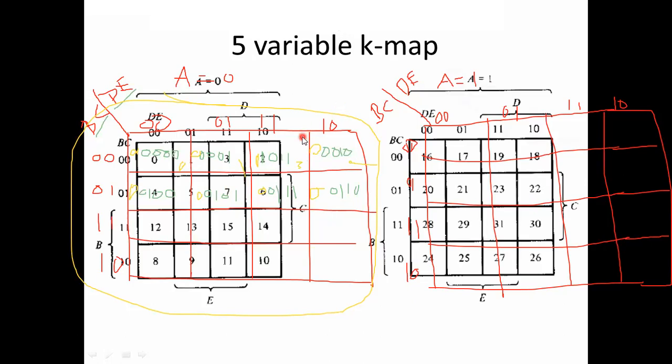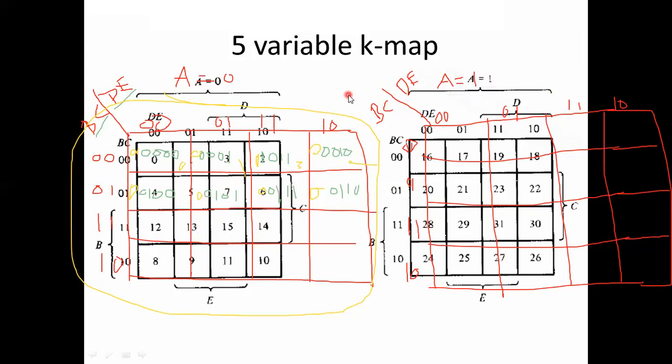See here. 0, 1, 2, 3, 4, 5, 6, 7, 8, 9, 10, 11, 12, 13, 14, 15. As usual, the 4 variable came out.